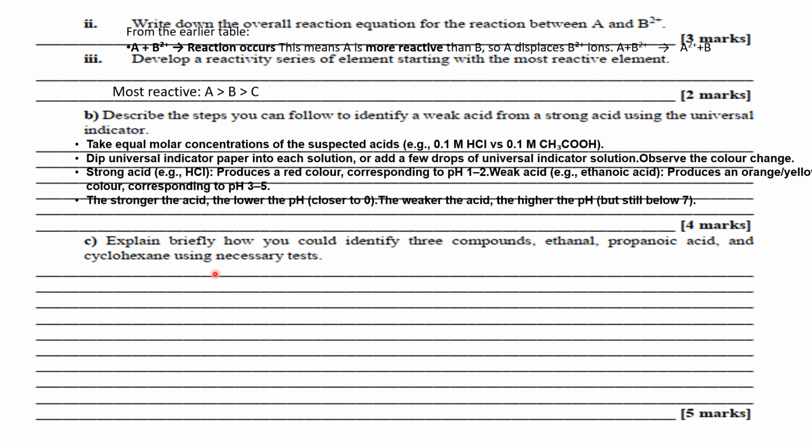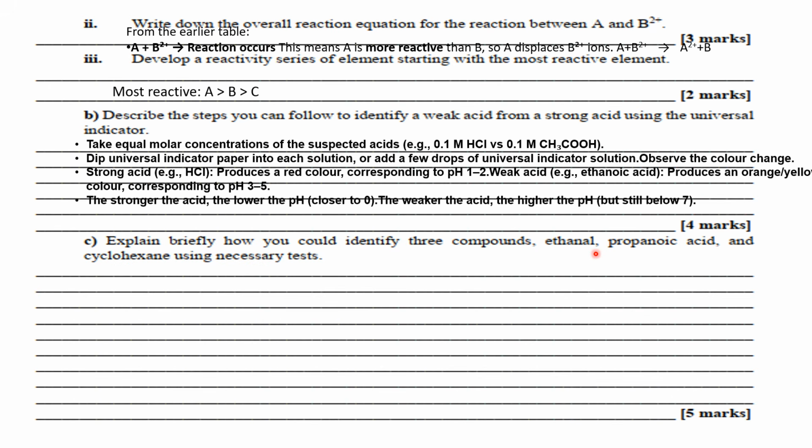4 marks. Explain briefly how you could identify 3 compounds: ethanol, ethanoic acid, and cyclohexane, using a test. But before we proceed to the question, you need to understand what these are.